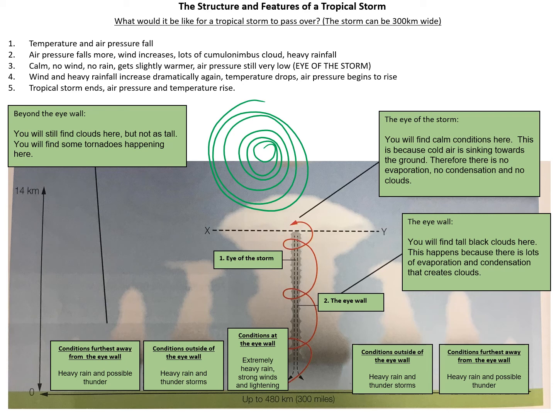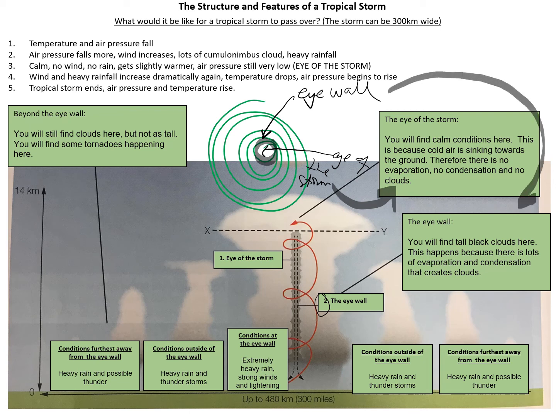okay, so this black region here is the eye wall, which we can see is mentioned here. And then in the center of that hole, that's the eye of the storm. And then it tells you what the eye of the storm is here. So make sure you've got down your definition for the eye of the storm, and make sure you've got down your definition for the eye wall.